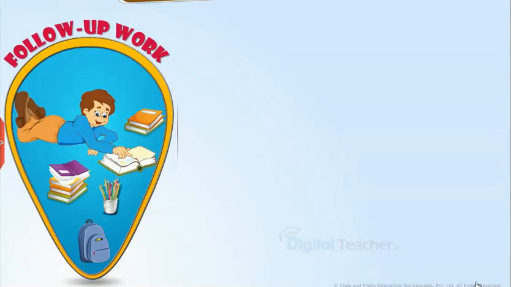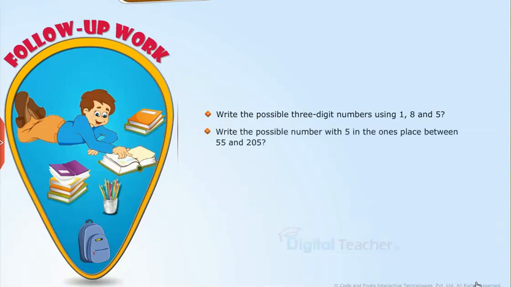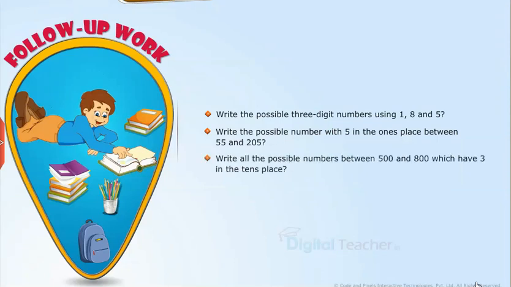Follow-up work. Write the possible 3-digit numbers using 1, 8 and 5. Write the possible number with 5 in the ones place between 55 and 205. Write all the possible numbers between 500 and 800 which have 3 in the tens place.